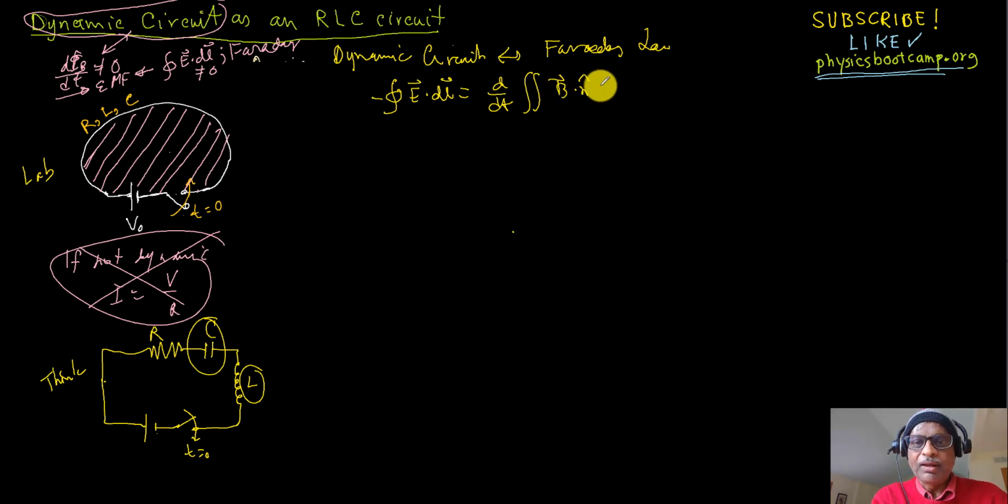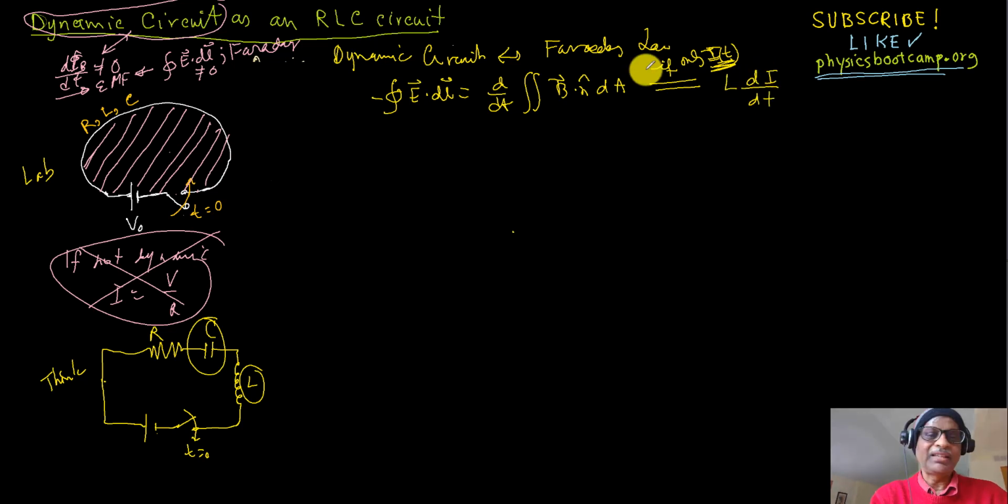B dot n hat dA, and if the current is only I of t, so that's the only place with time dependence, and the circuit is not rotating or becoming bigger or smaller, then I can write this as L di/dt, where L is the self-inductance of the circuit. So I don't have to really work out the magnetic field. You can just write it directly.